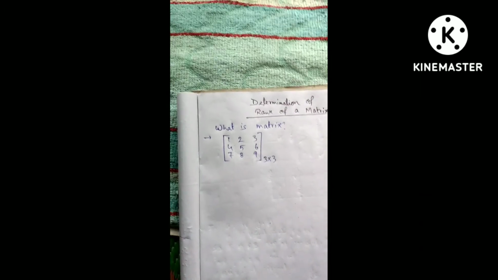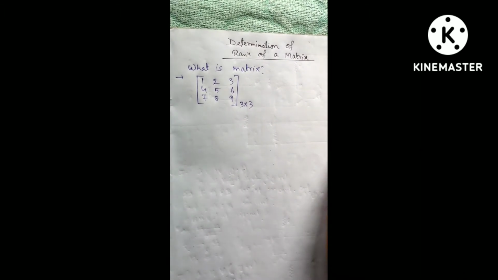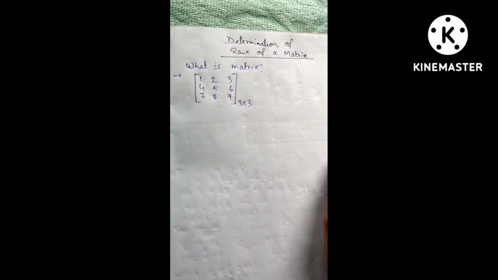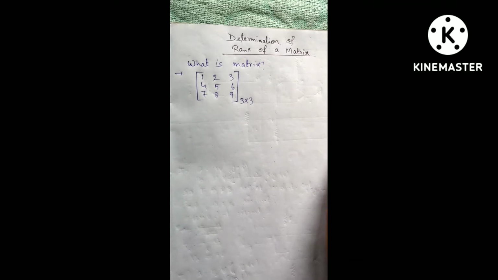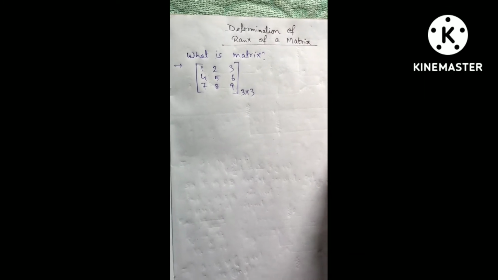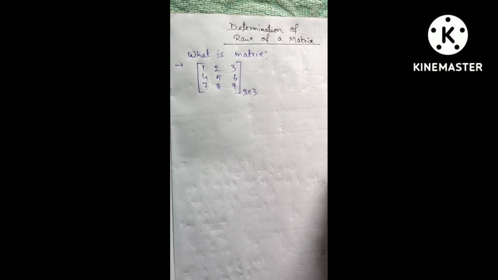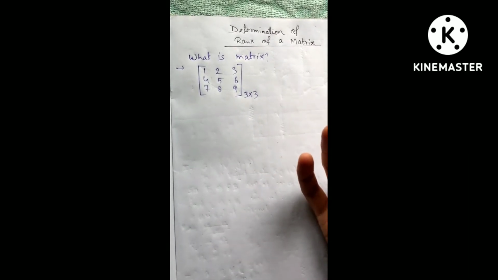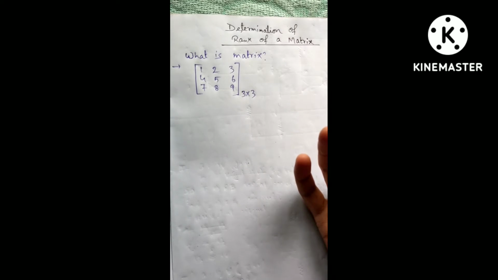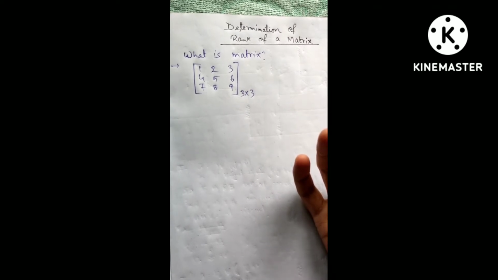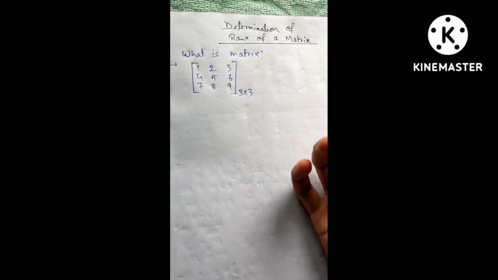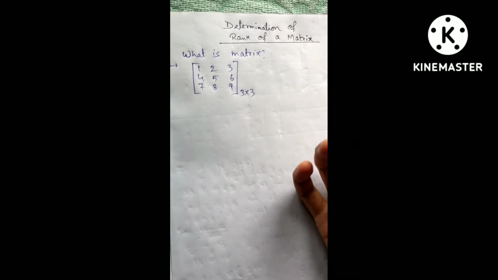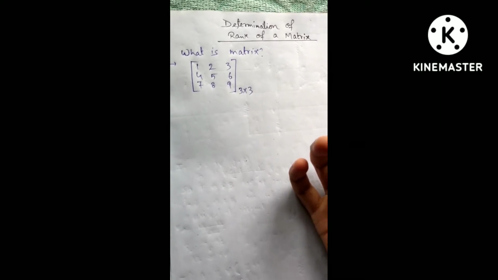Okay, now what is the rank of a matrix? Rank of matrix টা কি জিনিস? Fine. Rank of a matrix means the number of non-zero rows. Okay, non-zero rows means any row that has at least one non-zero element.